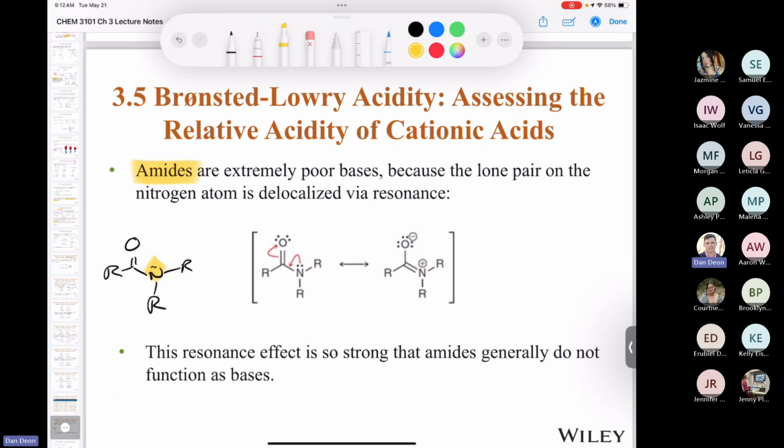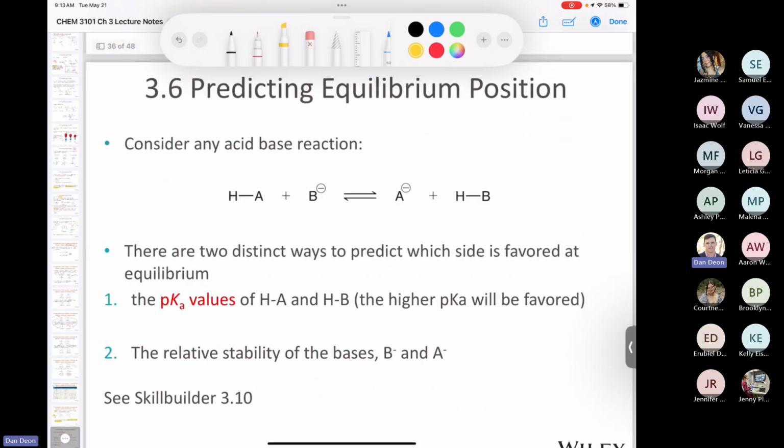Why? Because that lone pair is delocalized across all of this, right? You see the lone pair is down here, and then it's up here too. So it's delocalized, and therefore, if it's delocalized, it's not localized, and therefore, amides do not function as bases. You can almost memorize this. An amide functional group is never going to function as a base.